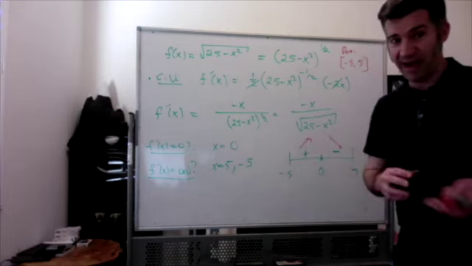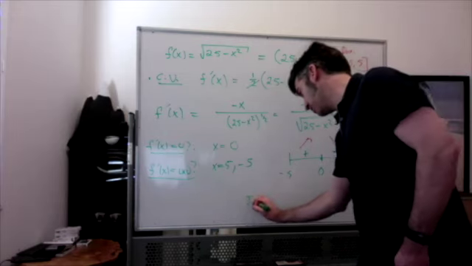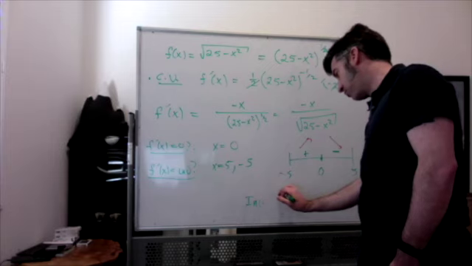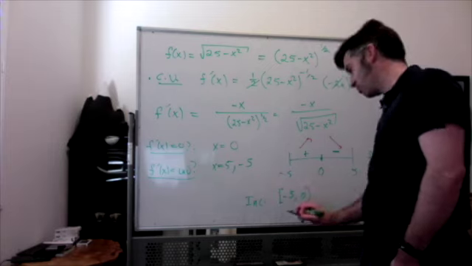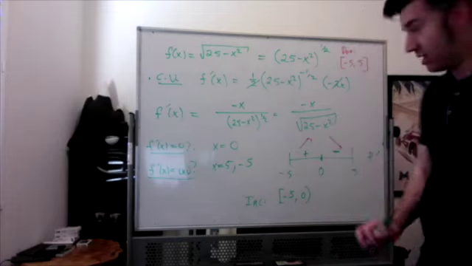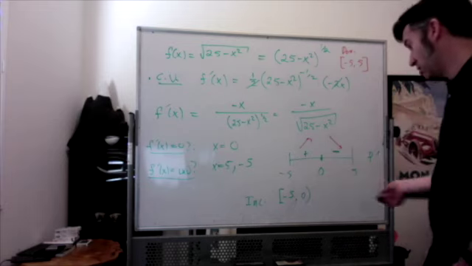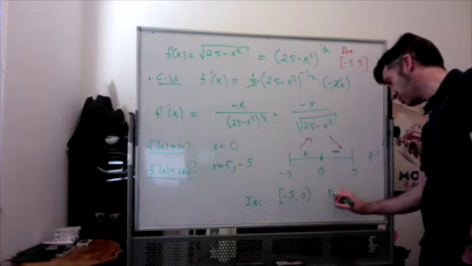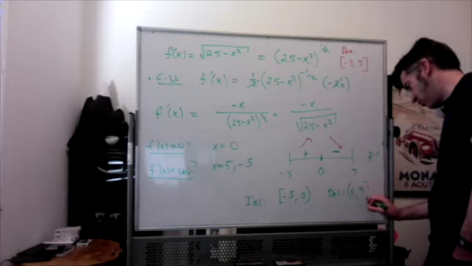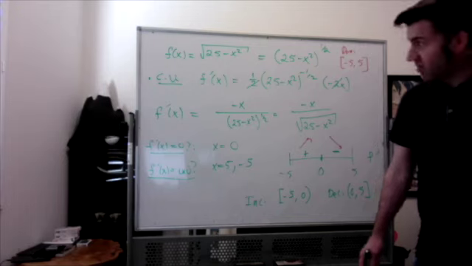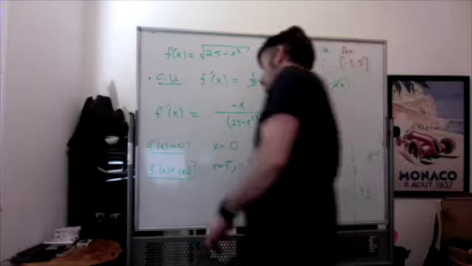Okay, now here's what I think the answer should be for the interval where it's increasing. I believe the answer should be that it's increasing on the interval from bracket -5 to 0, parentheses, because the function is defined at -5. And I believe it's decreasing on the interval from parentheses 0 to 5 bracket. Because let me show you what the graph is. I mean, I think you guys probably know what the graph of this is, but let me show you anyway.